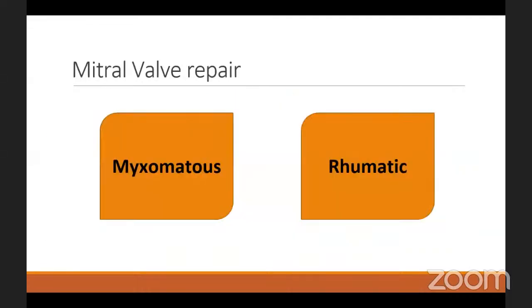Then we will talk about different kinds of repair, myxomatous or rheumatic.